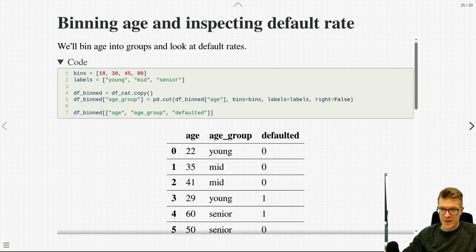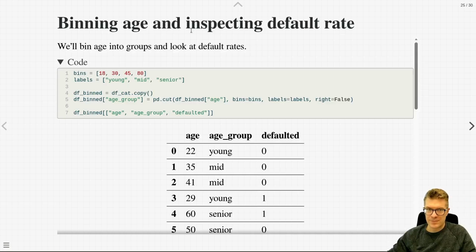Let me just see if I can move something around again. There we go. So young would correspond to the bin between 18 and 30. Mid would correspond to the bin between 30 and 45. And senior would be the bin between 45 and 80. Obviously, there are some problems here that you might have to deal with. So what happens if someone comes along and they're 17? Or what happens if someone comes along and they're 81? Do you label them young or senior? You're going to have some logic in your code to help you out there.